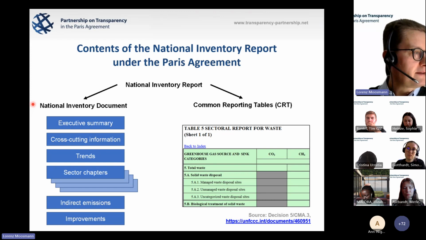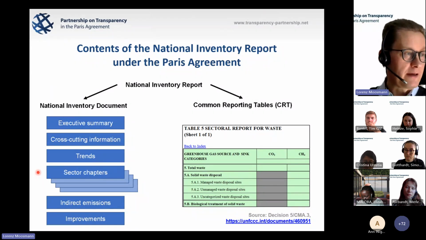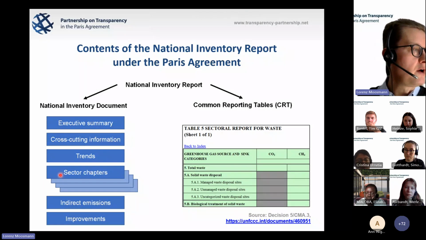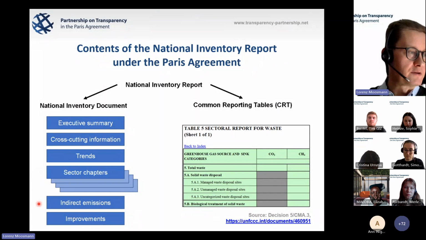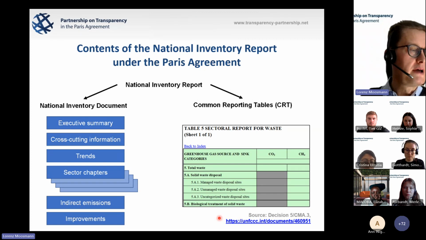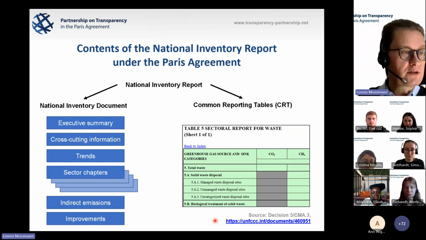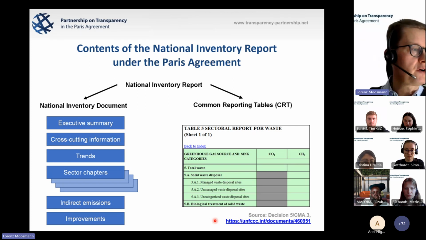The national inventory document has an outline which shows that it consists of an executive summary, cross-cutting information, trends, and then what I think is most important, sector chapters, providing detail on the greenhouse gas emissions and removals from the various sectors, and then two rather short chapters in the end. The outline for this document can be found in a decision which was adopted in Glasgow and which you can find under this link. In this decision, also the common reporting tables were adopted.